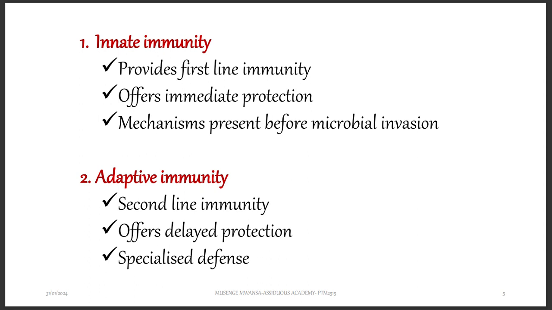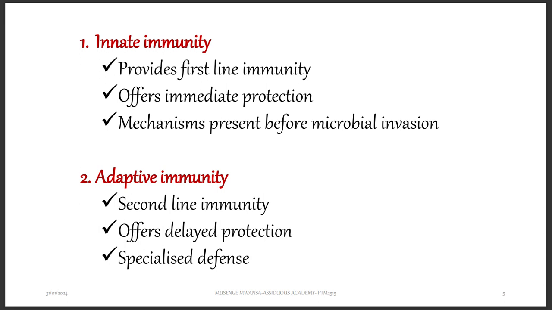This kind of immunity will offer immediate protection, meaning that immediately you are exposed to something that can cause disease, the innate immune system will be able to respond immediately. Please take note. As simple as this seems, these are the questions we'll be seeing. Again, the innate immune system is present before microbial invasion, meaning that even before you get sick, the innate immune system is there to protect you from the possibility of being sick. That is opposite from the adaptive immune system.